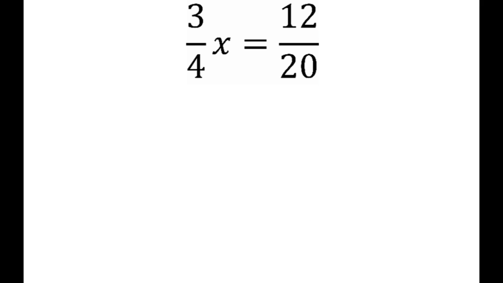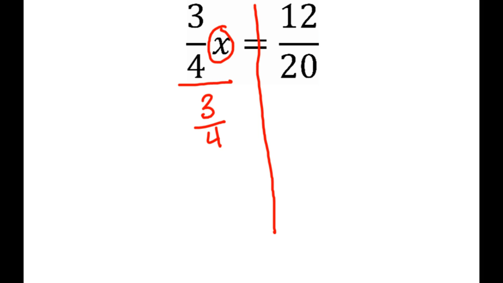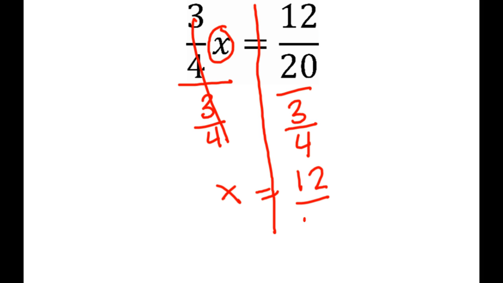Here we have 3/4 x equals 12/20. We're going to circle our variable and draw our line to show the two sides of the equation. And this is 3/4 times x. So to undo that multiplication, we use division. So we divide both sides by 3/4. So we're left on this side with just x equals 12/20 divided by 3/4.